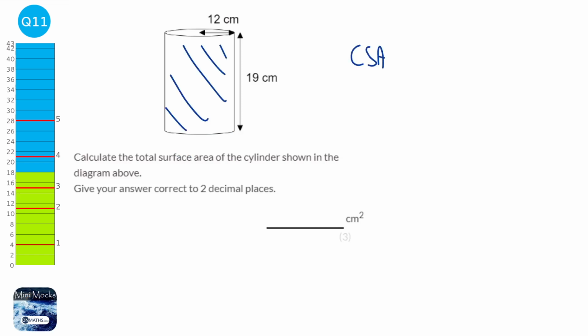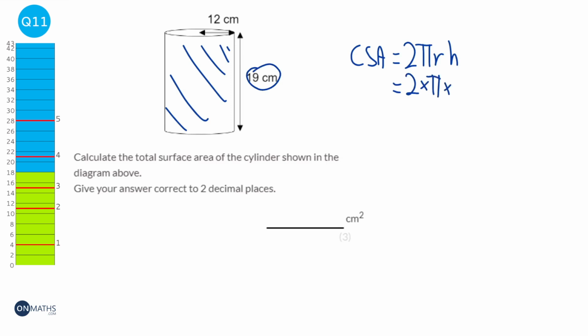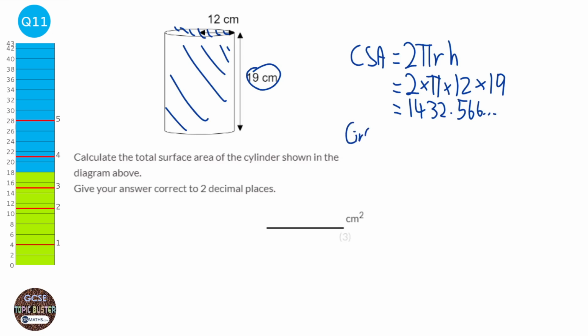So we're going to first of all work out the curved surface area, which is just this bit here, not including the top and bottom, and the formula for that is 2 pi r h, and the h is this bit here, so it's 2 times pi times the radius at the top, which is 12, times the height, which is 19, and that gives us 1432.566 and so on.